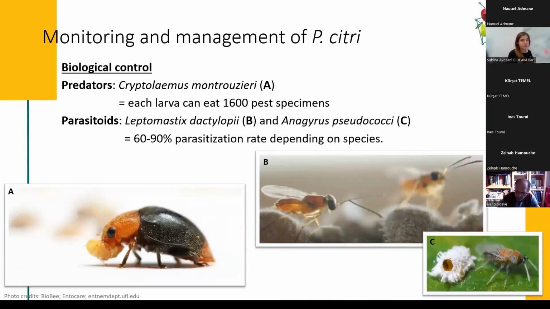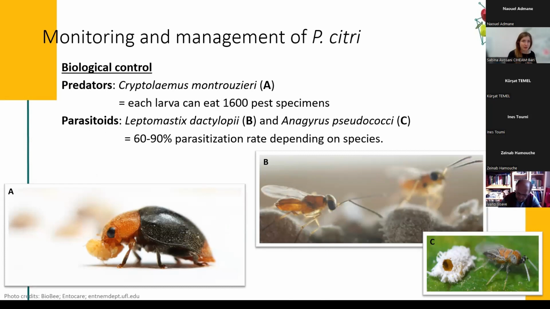But you can also have a classical biological control approach. So release predators and parasitoids. Very efficient are the exotic predator Cryptolaemus montrouzieri and the parasitoid Leptomastix dactylopii.